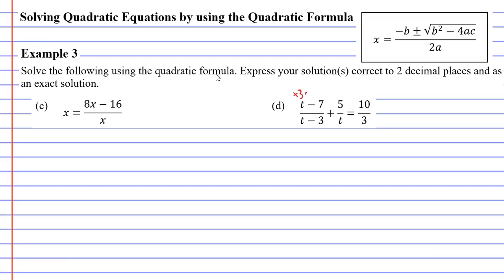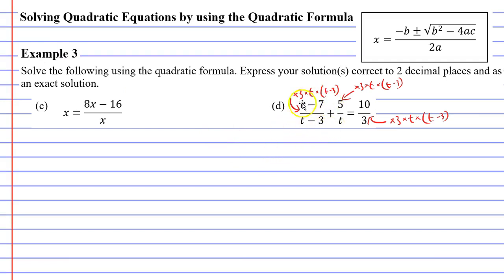So we'll times by 3 by t and by t minus 3, which needs to go in brackets because I'm multiplying by the whole expression t minus 3. And I'm going to do that to every term. So I'm going to do it to this term. I also need to do it to the term 5 over t. So I'm going to times that by 3t and t minus 3. And finally, the 10 over 3 needs to also be multiplied by 3t and t minus 3.